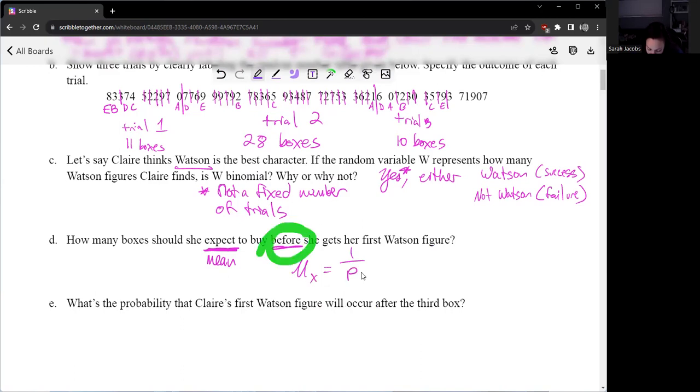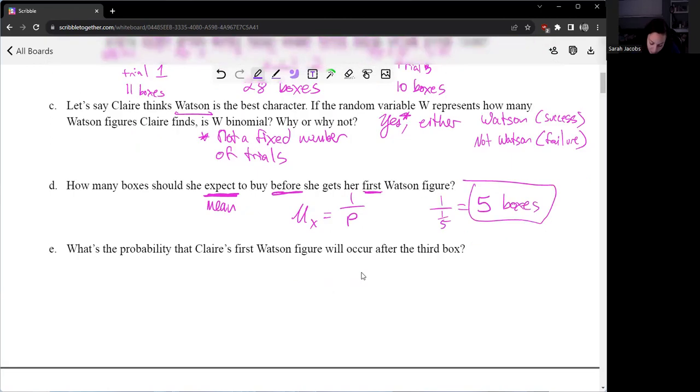And we know this because before she gets her first Watson figure, her first success, I got a little ahead of myself. So we need to do 1 over 1/5. And that's just going to be 5. So she should expect to buy 5 boxes. Okay. E, what's the probability that Claire's first Watson figure will occur after the 3rd box? So this is the probability that X is greater than and after, so greater than 3.